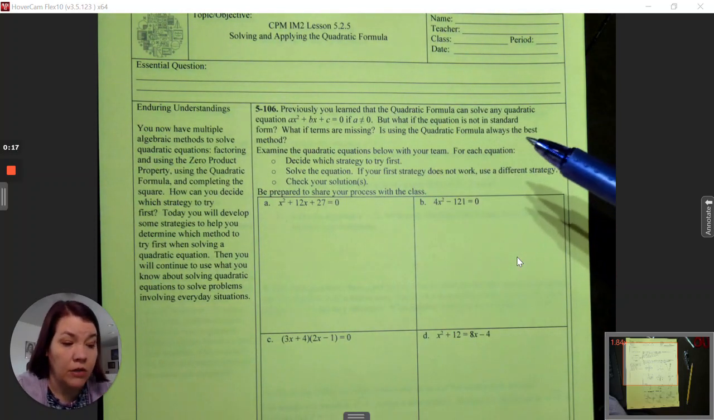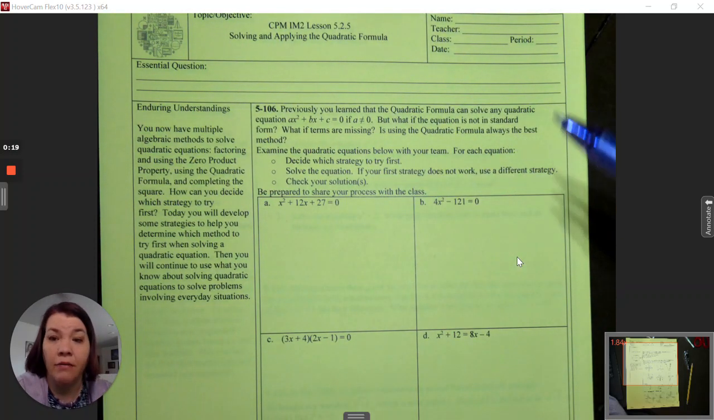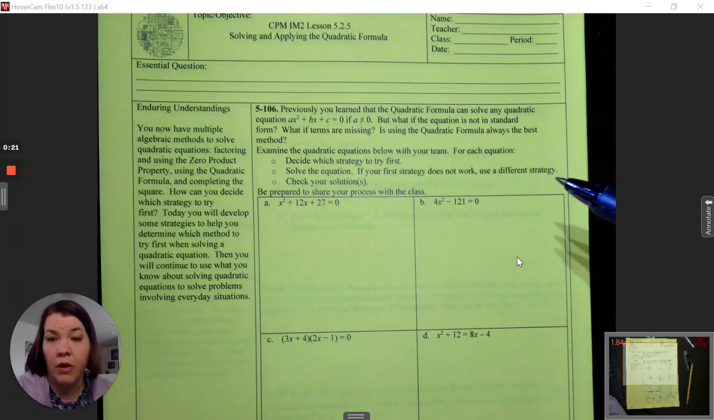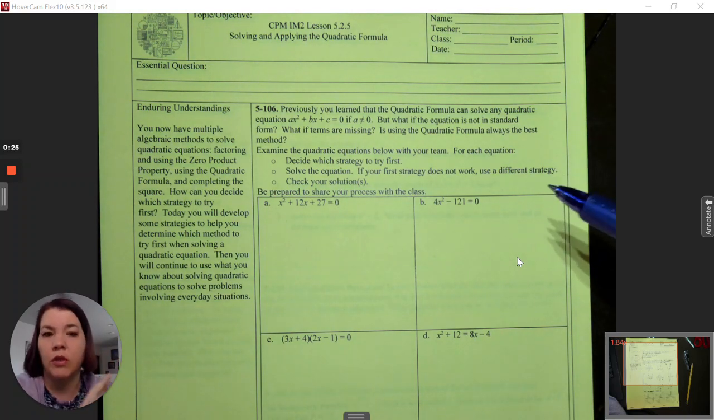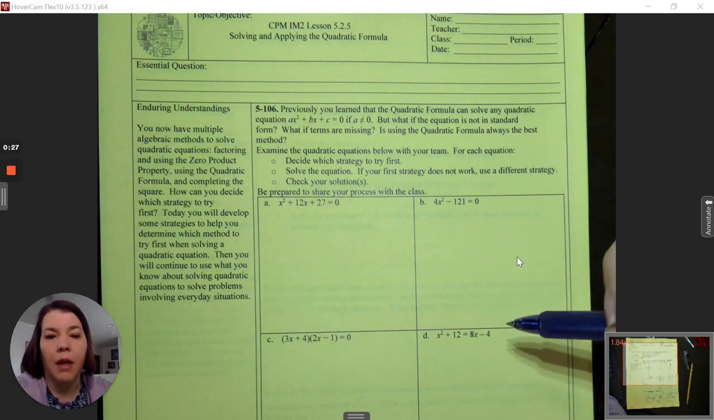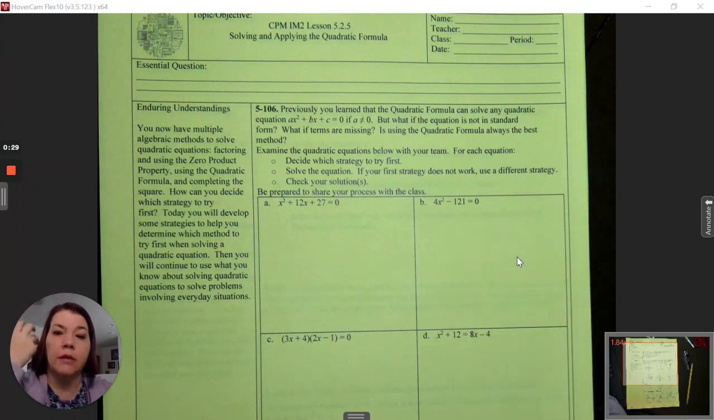Now we have all the strategies in the world. We have factoring using the zero product property, we have the quadratic formula, and we have completing the square. So the question is, when should we do what? And the idea is to just figure it out.